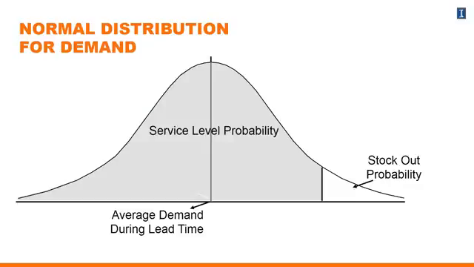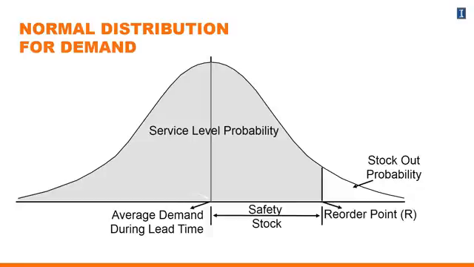You have the average demand during lead time, which is going to be the center of this distribution, which is basically saying if you maintain inventory at this average level, you're saying you're okay with running out 50% of the time, because 50% of the data in this distribution is to the left and 50% of the data is to the right. So if you're keeping average demand, you're okay with running out 50% of the time.